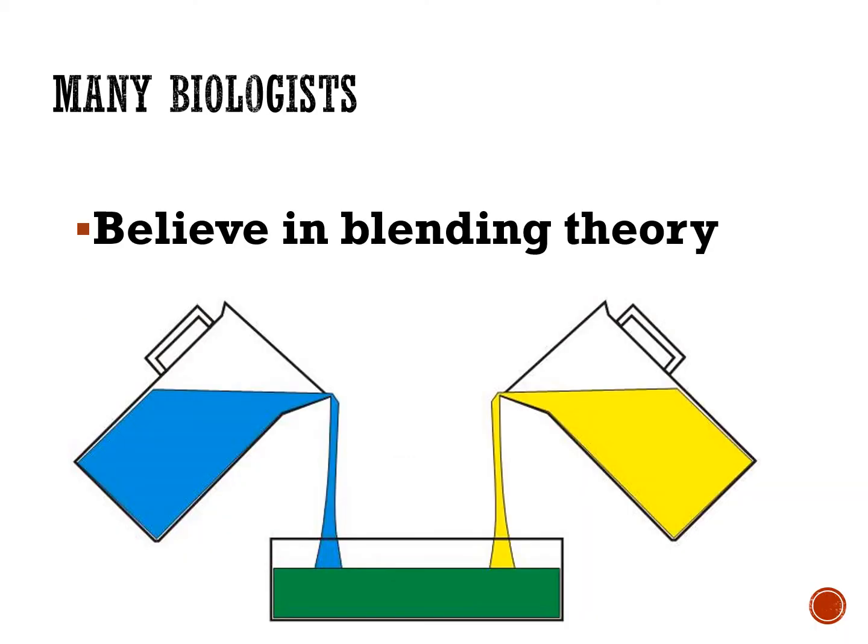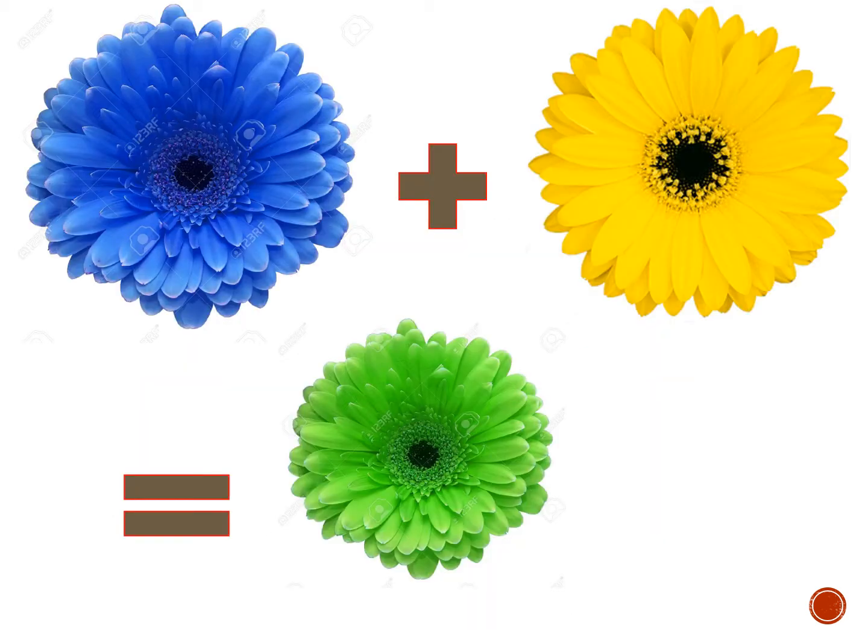Let's start with some basic history in the early 19th century. At that time, many biologists believed in the blending theory. For example, if you have a parent with a blue flower and another parent with a yellow flower, after they reproduce and have pollination, what flower will be given out? They will get a green flower.